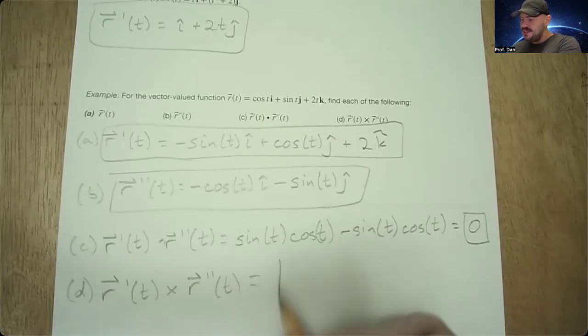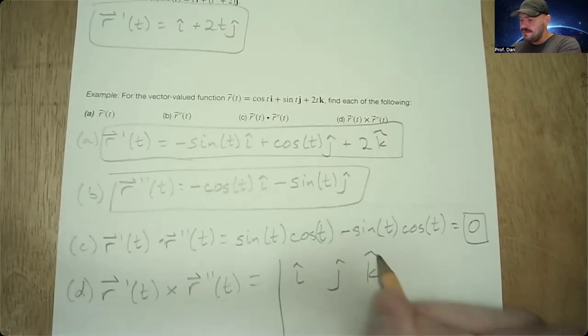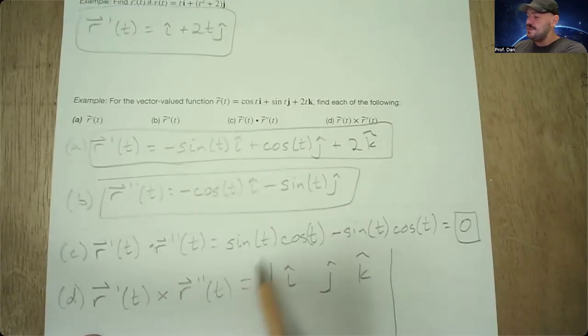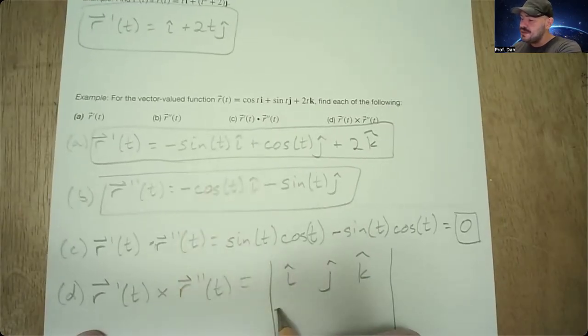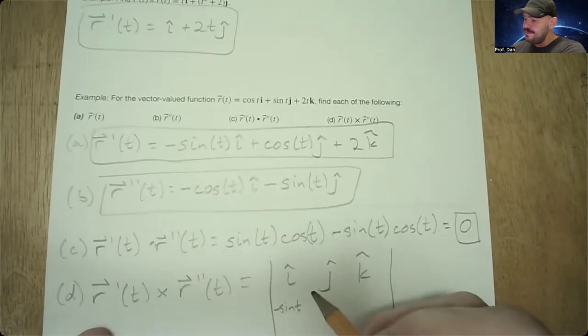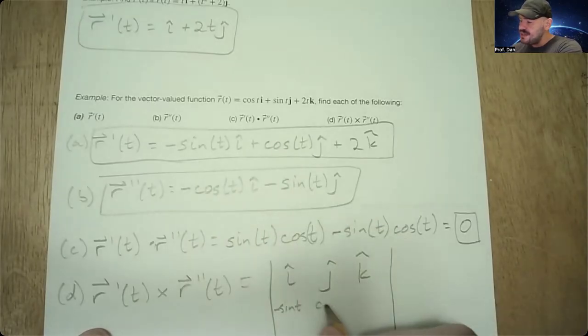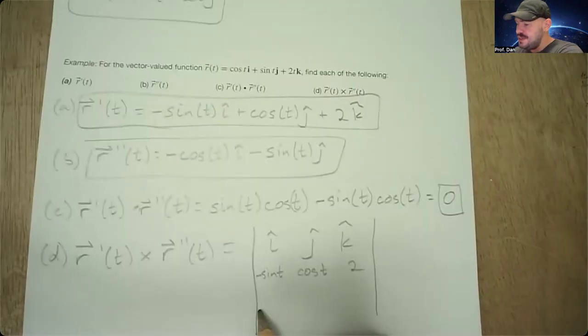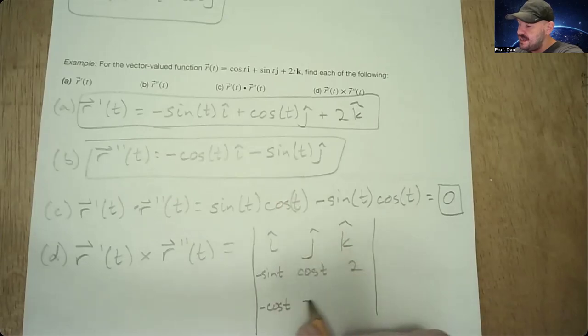So that's going to be the determinant of this matrix. Second row will have the components for r prime. So that's negative sine t, positive cosine t, and 2. Then third row, we're going to put the components for r double prime. So that'll be negative cosine of t, negative sine of t, and 0.